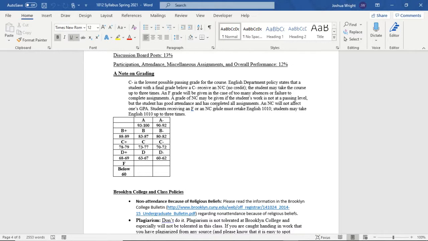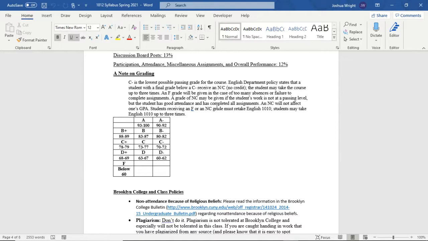But the difference between an NC and an F is that an NC means that you put forth the effort, but as this is a foundational class for the rest of your collegiate experience, it means that I couldn't in good conscience put you forward and say that you're ready to go into the next level of college. But it doesn't affect your GPA. It means you have to take the class again, but it doesn't hurt your GPA. It just means that you might need a little bit more practice on certain things. Whereas an F will drastically affect your GPA.